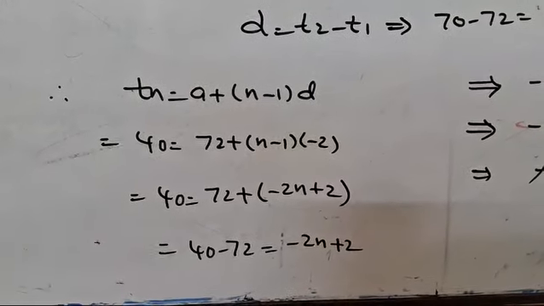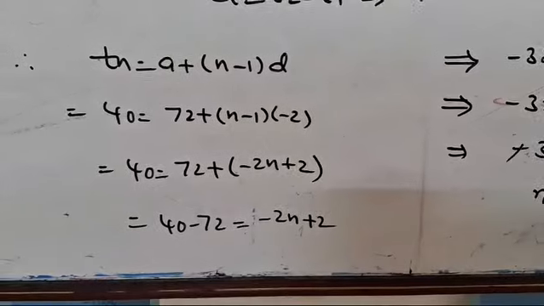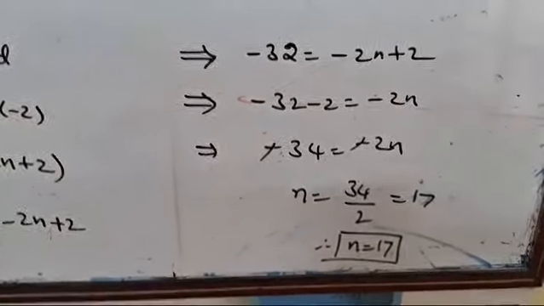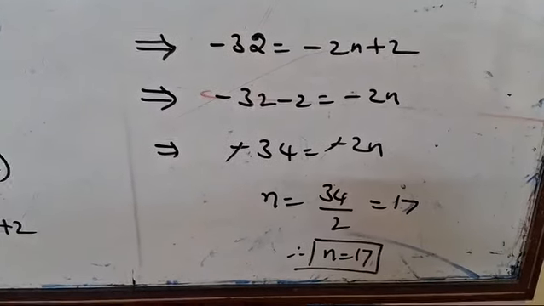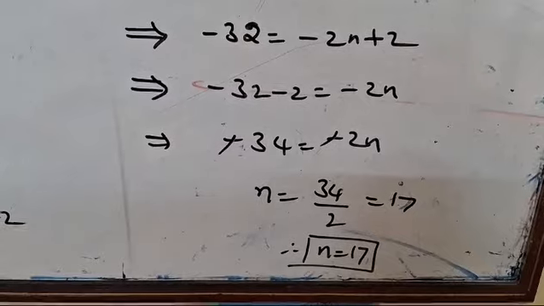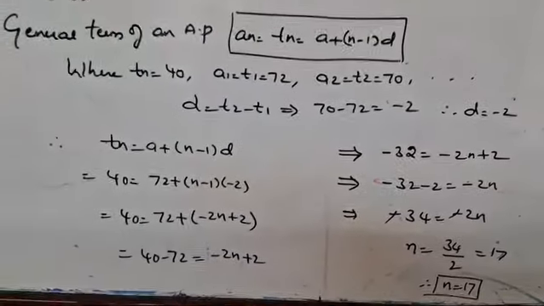So substitute all the values. Tn equal to 40. After simplifying, we get 40 minus 72 equal to minus 2n plus 2. Okay. Sending terms to the LHS and making n the subject, we get n equal to 34 by 2, that equal to 17. Therefore n equal to 17, guys. The total number of terms in the given series is 17.